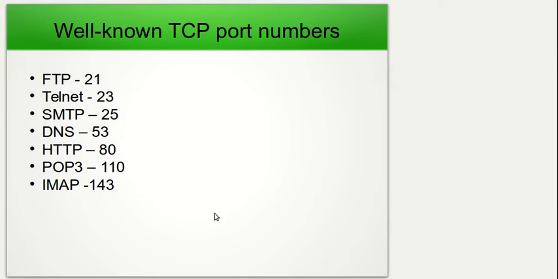So, well-known TCP port numbers. Before we go on, TCP is normally used for web browsing applications and for email applications. It is focused more on accurate and reliable delivery of data and less on speed. Well-known TCP port numbers: 21 for FTP, 23 for Telnet, 25 for SMTP, 53 for DNS, 80 for HTTP, 110 for POP3, and 143 for IMAP.